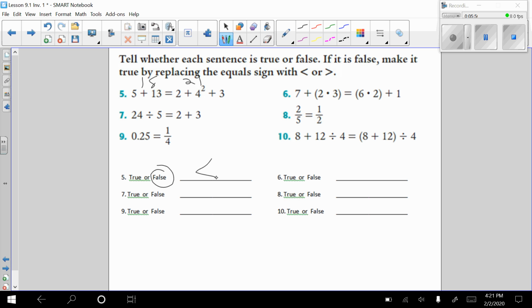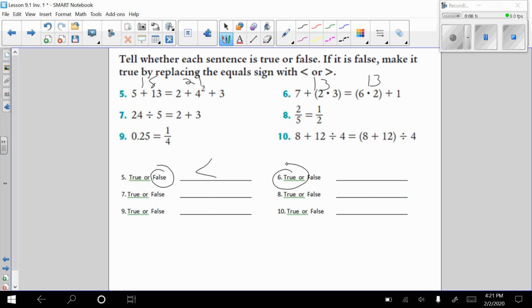For number 6, 7 plus 2 times 3 equals 6 times 2 plus 1. Well, follow PEMDAS rules. 2 times 3 is 6, plus 7 is 13. 6 times 2 is 12, plus 1 is 13. So this statement is true. We don't need to do anything to it.